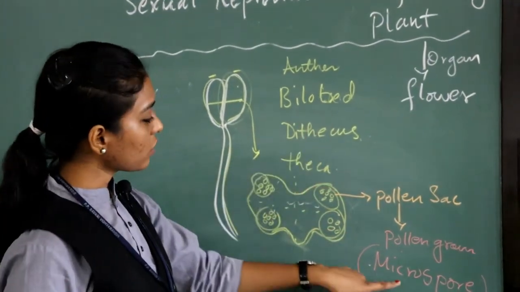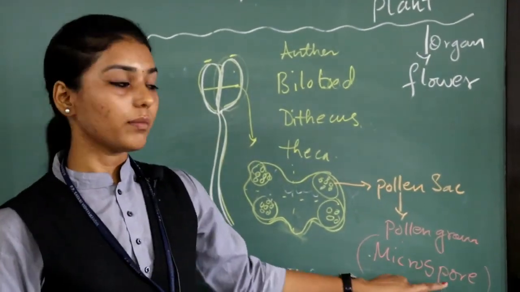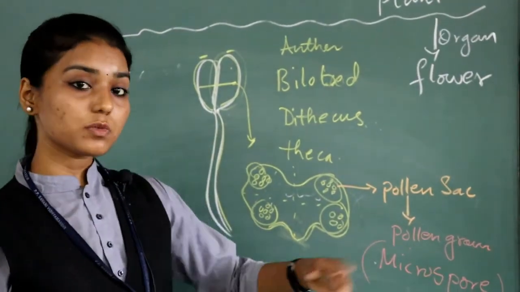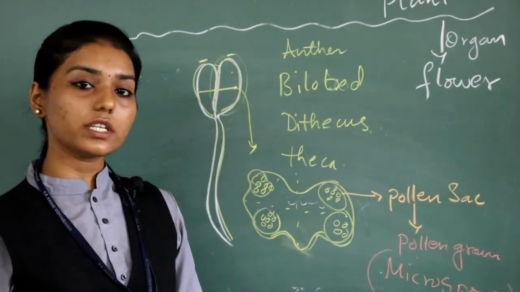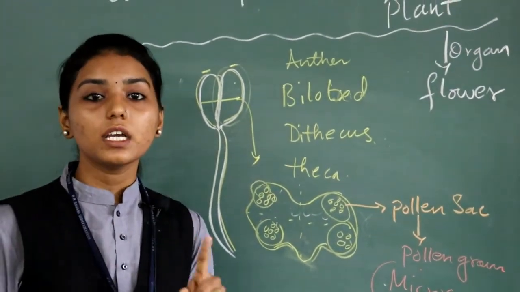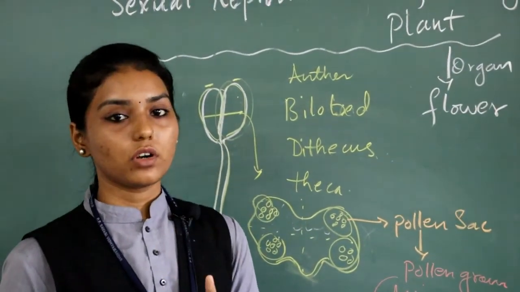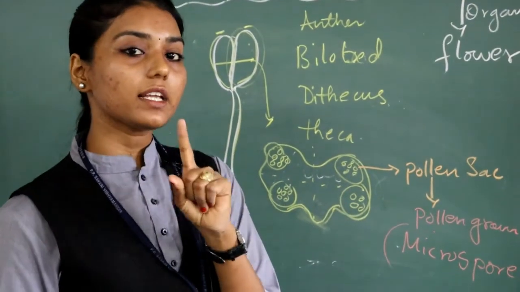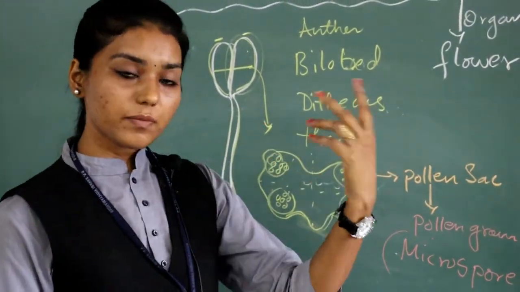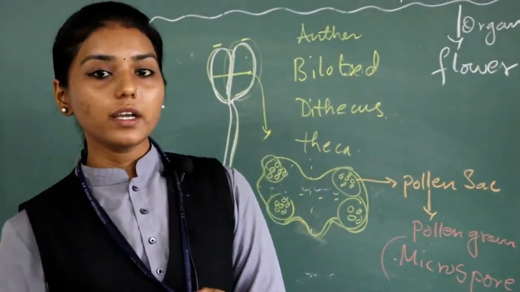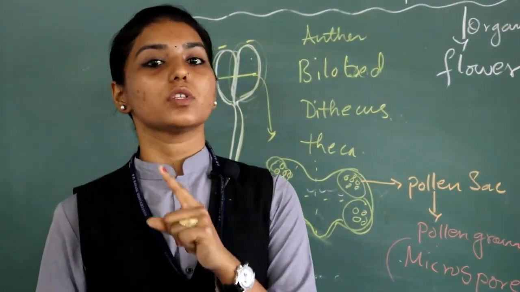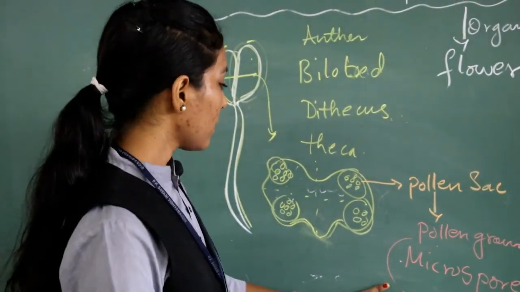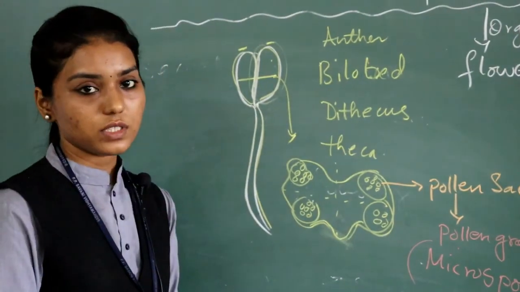Microspore, microsporangia, microsporangium, microsporogenesis: these are all terms seen only in the male part of a flower. Microspore is also called male gametophyte. In the same way, if you study the female part, it is called female gametophyte. Now we will see the next one.